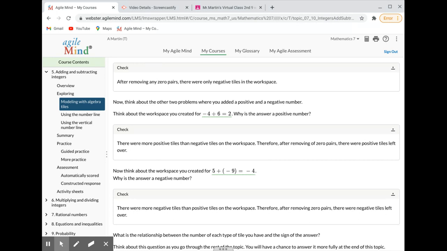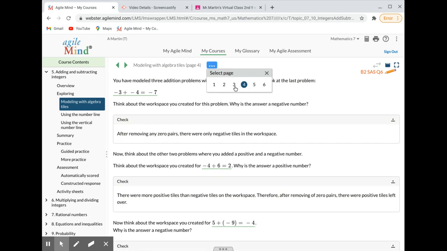Yes, sir. All right. And actually, on opposite signs, we're going to subtract and keep the sign of the number that has the greater absolute value. So that's actually important to know. So I'm going to say that one more time. Opposite signs, we subtract and keep the sign of the number with the greater absolute value. Remember that absolute value is the distance that a number is from 0 on a number line.